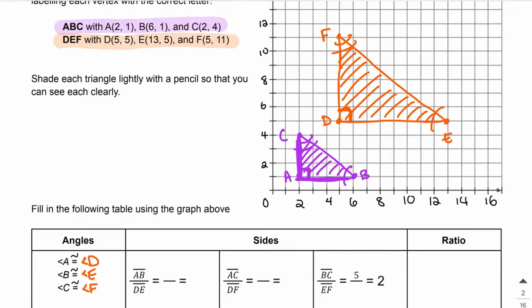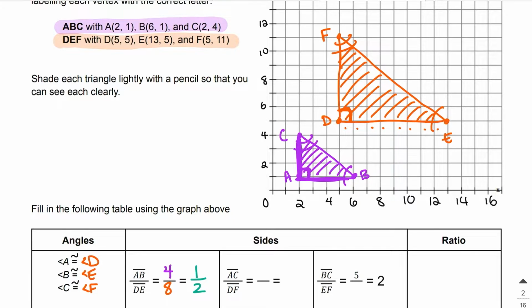So let's figure out all these different side lengths. The first one we have here is AB. So I want to figure out how long AB is. I could use the distance formula, but I don't really need to because I can just count since it's on a horizontal. So 1, 2, 3, 4. This gives me 4. Now let's count how big DE is. So 1, 2, 3, 4, 5, 6, 7, 8. So right here, this has a ratio of 1 to 2. Okay, this reduces to 1/2.